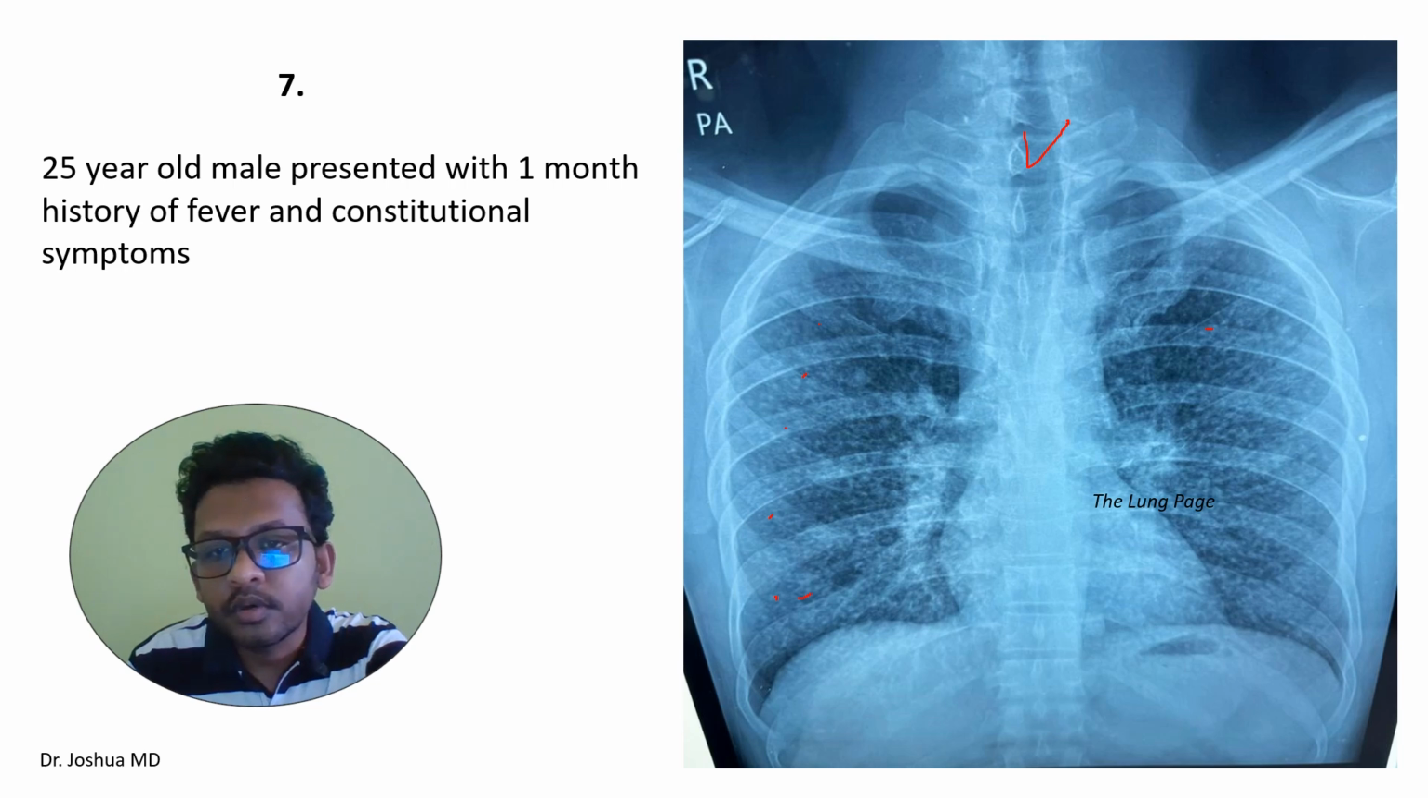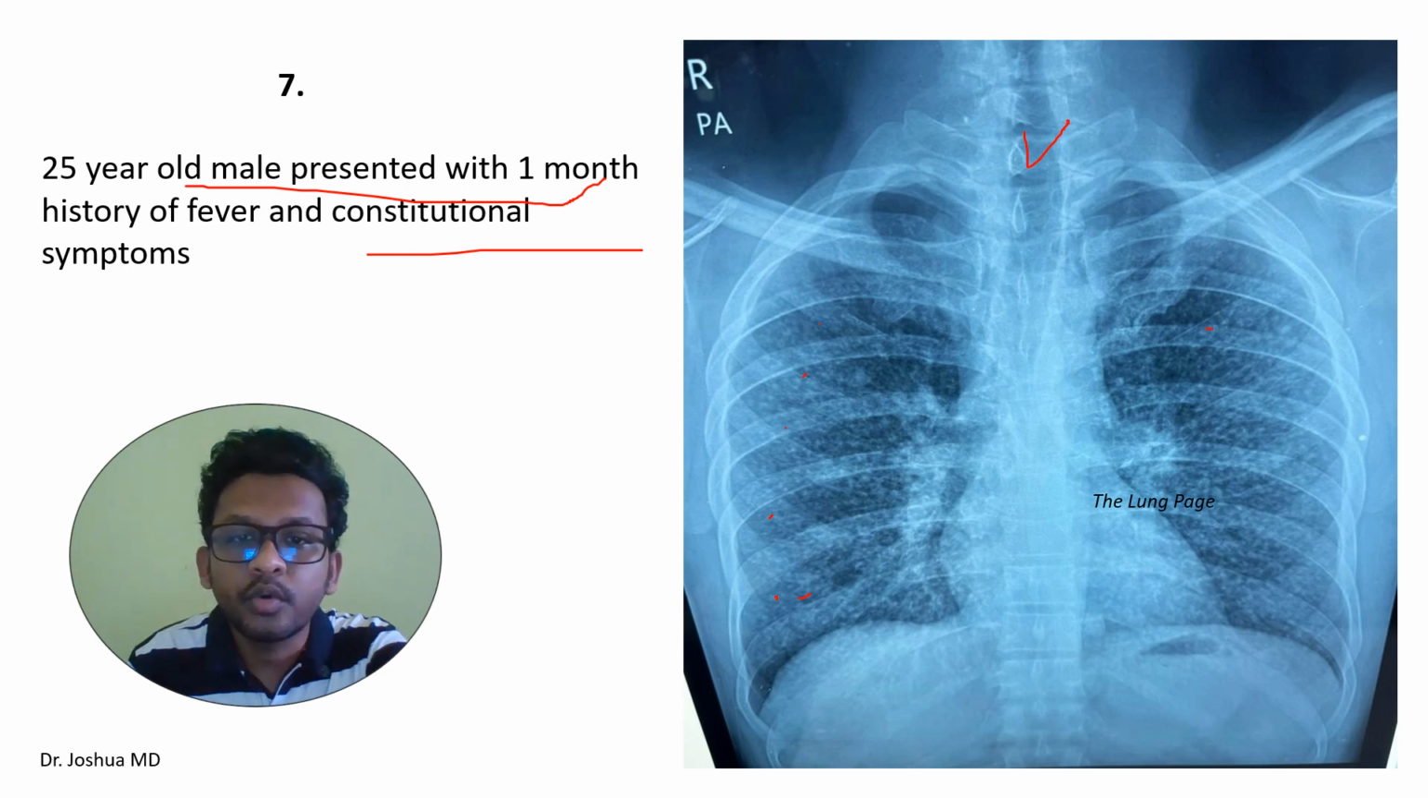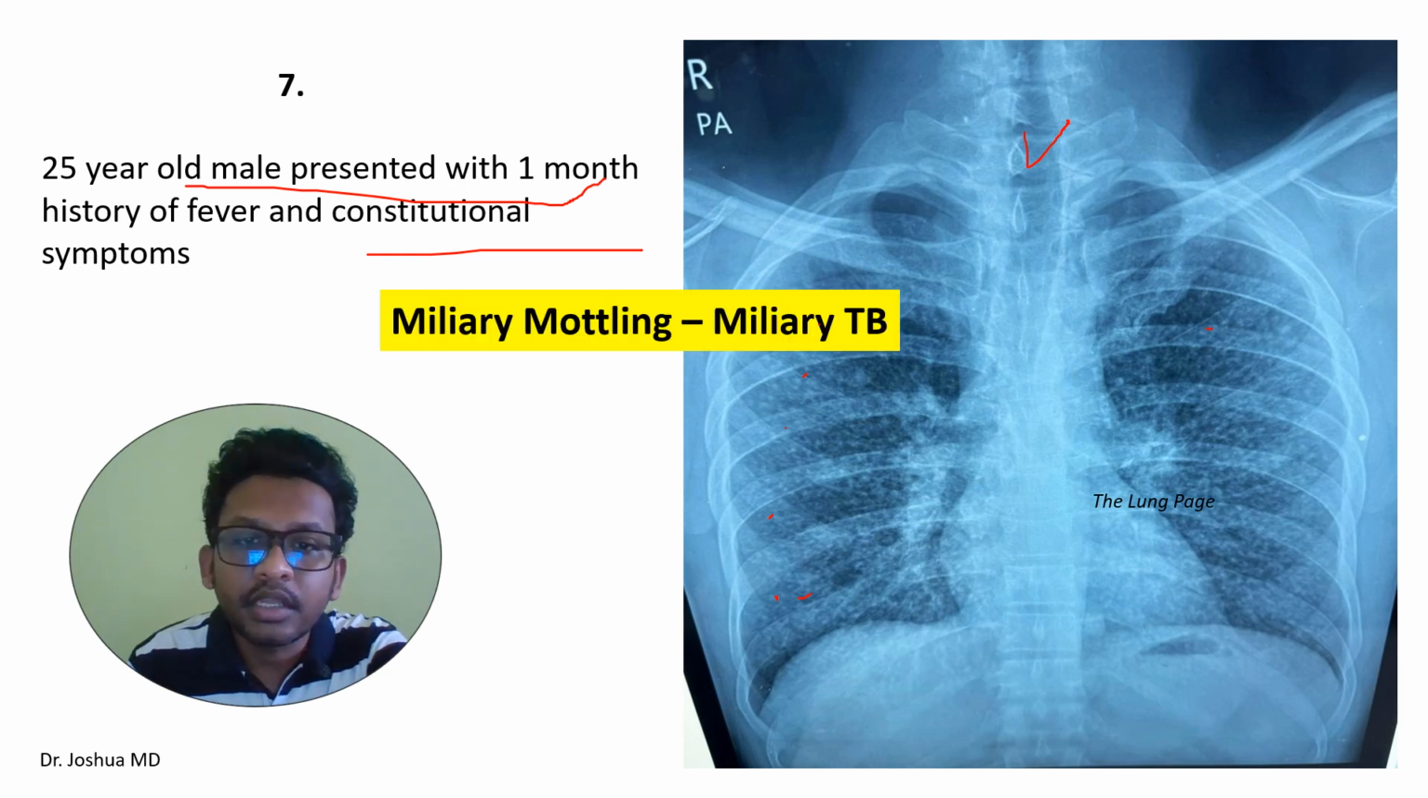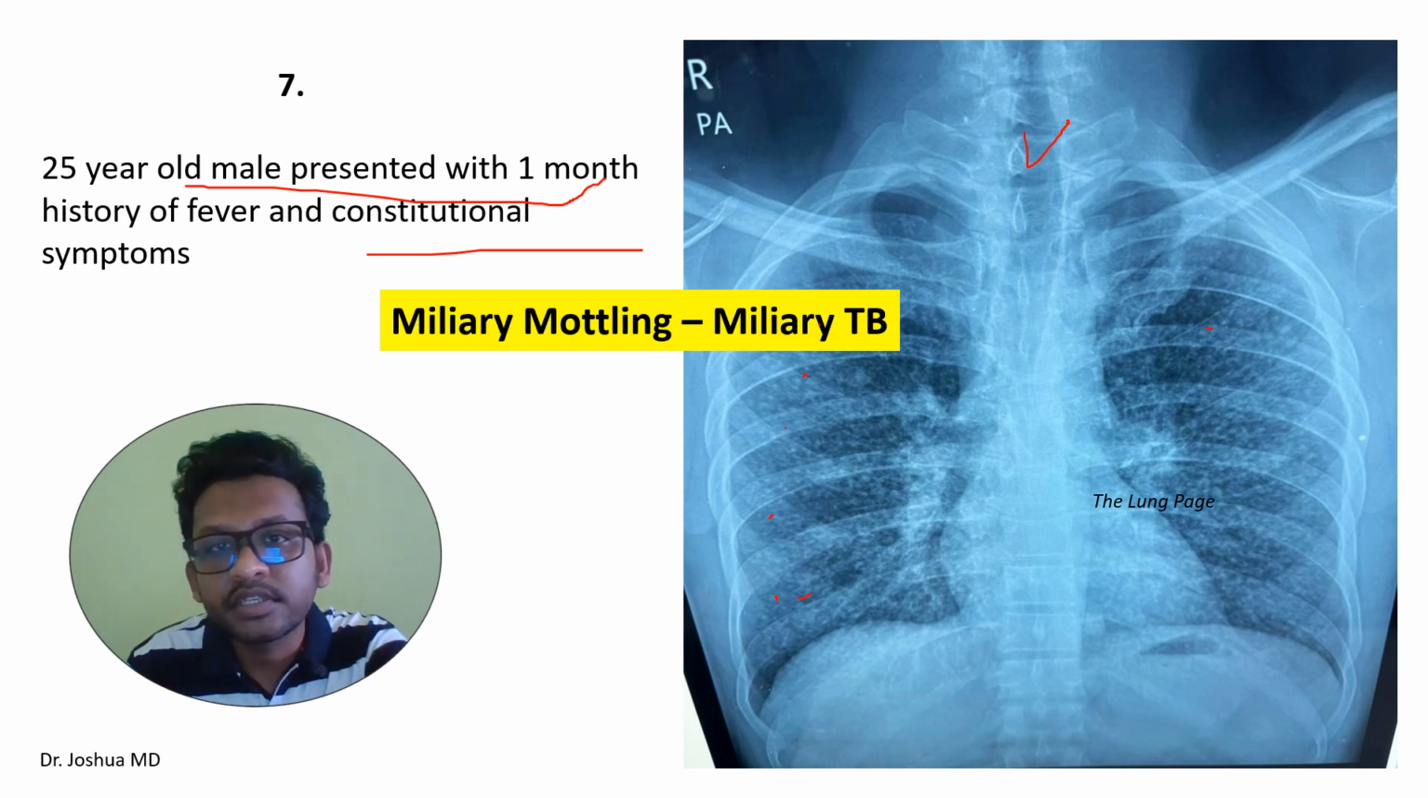So this is called miliary mottling. And according to the history, this patient presented with constitutional symptoms. So the diagnosis is miliary mottling and TB. For further investigation, we have to do sputum AFB or GeneXpert, and if it is positive, we have to treat. Otherwise we have to go for HRCT for further diagnosis and proceed with BAL for further confirmation. These are the next steps.